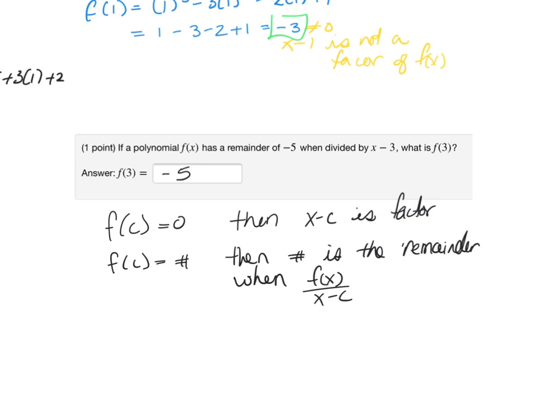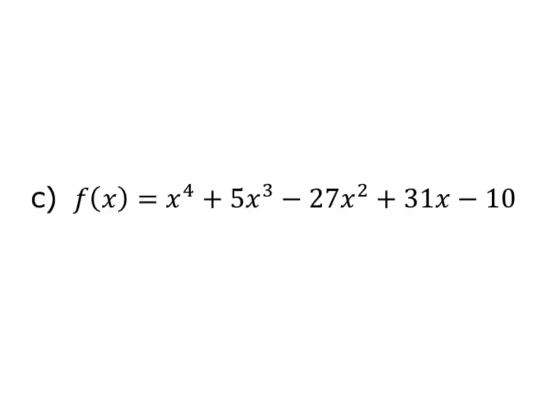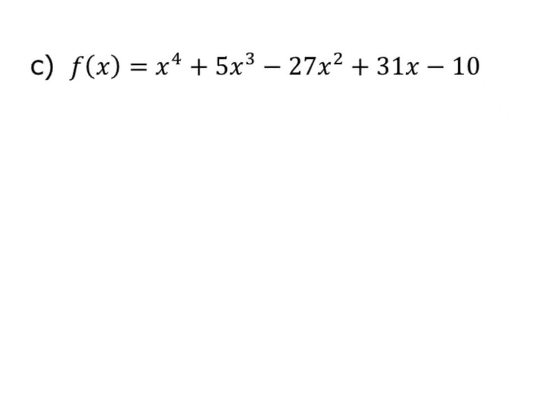Anything else? Okay, then let me go through this step by step. The first thing I'm going to do is use the rational zeros theorem to determine what my possible zeros are going to be. So I find my constant. My constant is negative 10. So I'm going to list out all the possible ways I can get to negative 10: positive and negative 1, 2, 5, and 10. Those are the possible ways to get there.